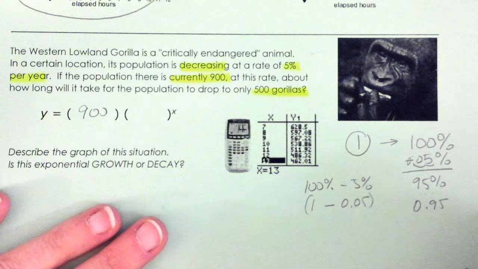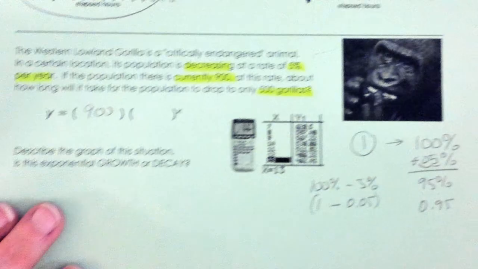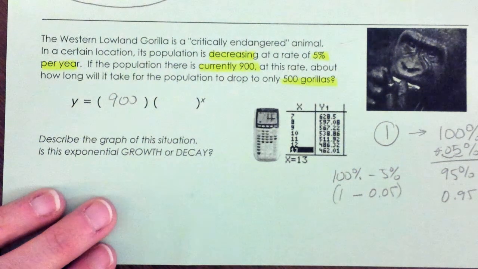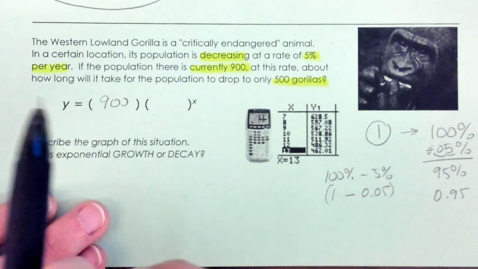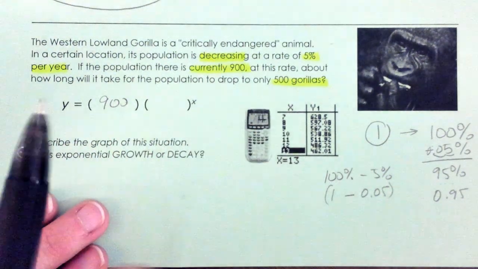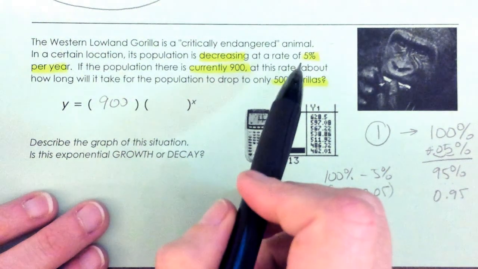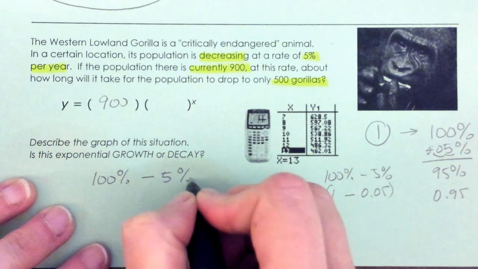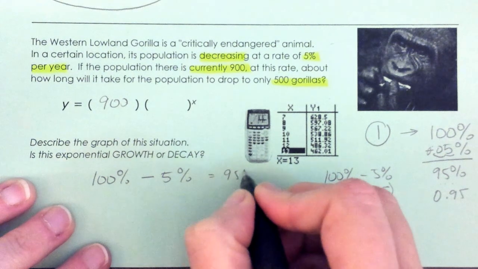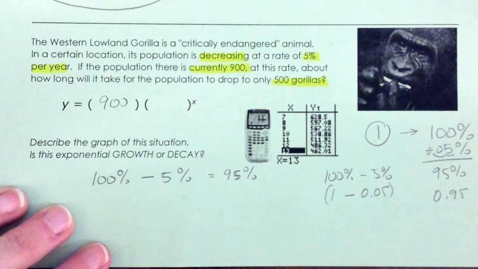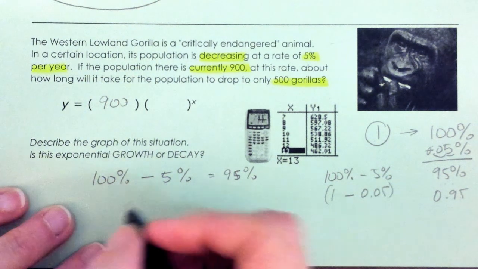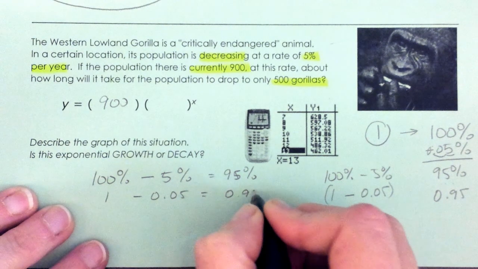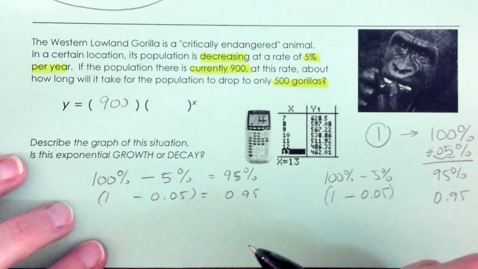Okay, we're going to do some more examples of this, but let me walk you through that again. If the population didn't change at all, I would have 100% of the gorillas that I had before. No change, no less, no more, exactly 900, 100% of those gorillas. But since it is decreasing at a rate of 5%, my 100% of gorillas is decreasing by 5%, which means I'm going to have 95%. Now, I can't do math on things written in percent form, so 1 minus 0.05 equals 0.95.